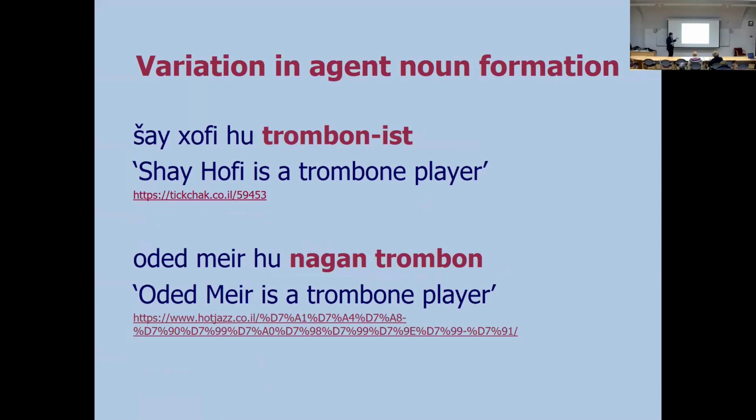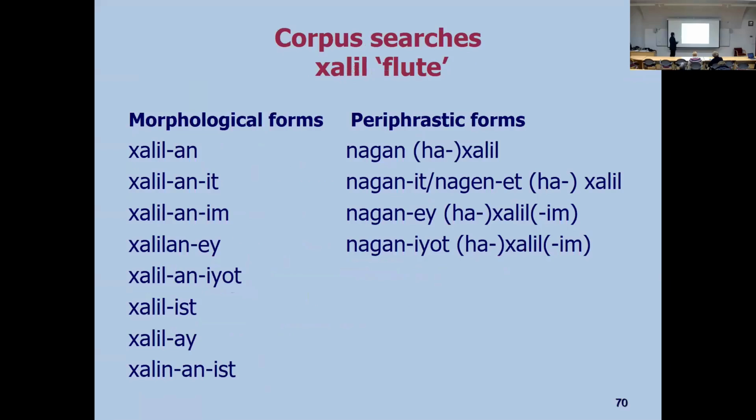And we also have a competition between periphrastic and morphological formation. So for example, trombon-ist versus nagan trombone, trombone player. Okay, so we have the ist suffix and the periphrastic formation. Okay, this is based on corpus data.